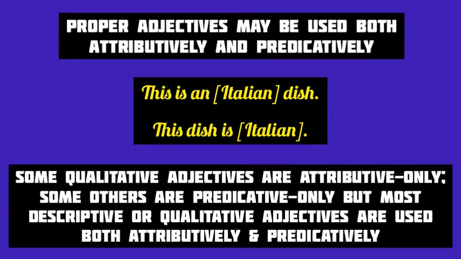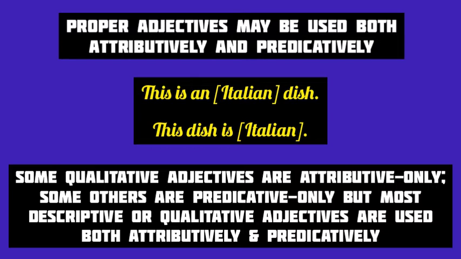However, proper adjectives which are made from proper nouns may be used both attributively and predicatively. For example, in the sentence, "This is an Italian dish," the proper adjective Italian has come before the noun dish, so it's an attributive adjective here. But in the sentence, "This dish is Italian," the same proper adjective Italian has come after the noun dish and is a part of the predicate, hence it's a predicative adjective in the second sentence.